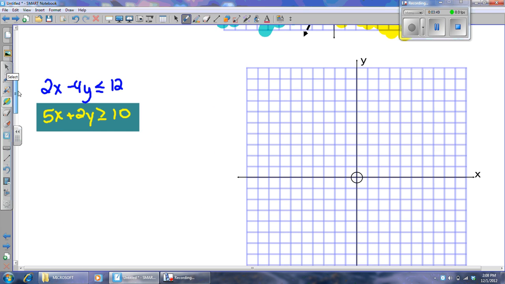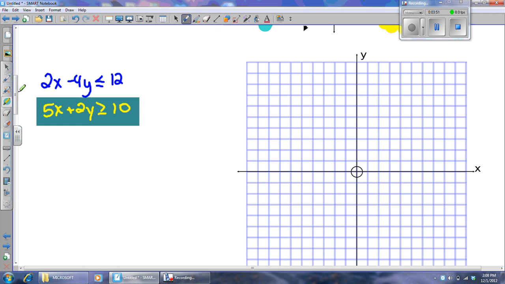Let's go down and try one more. We've got two equations in standard form. The x-intercept looks like it's going to be 6: 1, 2, 3, 4, 5, 6. The y-intercept looks like it's going to be -3: 1, 2, 3. It's going to be a solid line because it's equal to. My slope is rise 3, run 6, so I can go down 3 and back 6. Just like that.